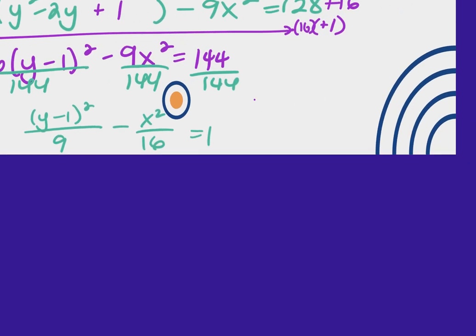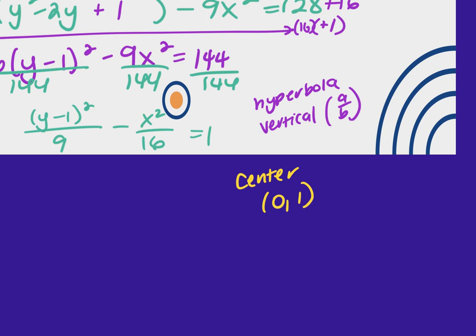So I know this is a hyperbola. I'm not going to go all the way through just because we've done it a bunch of times, but it's a hyperbola. The y squared is first, so it's vertical, which means my equation would be an a over b for the asymptotes. My center would be 0, 1. A squared is 9, so a is 3. B squared is 16, so b is 4.